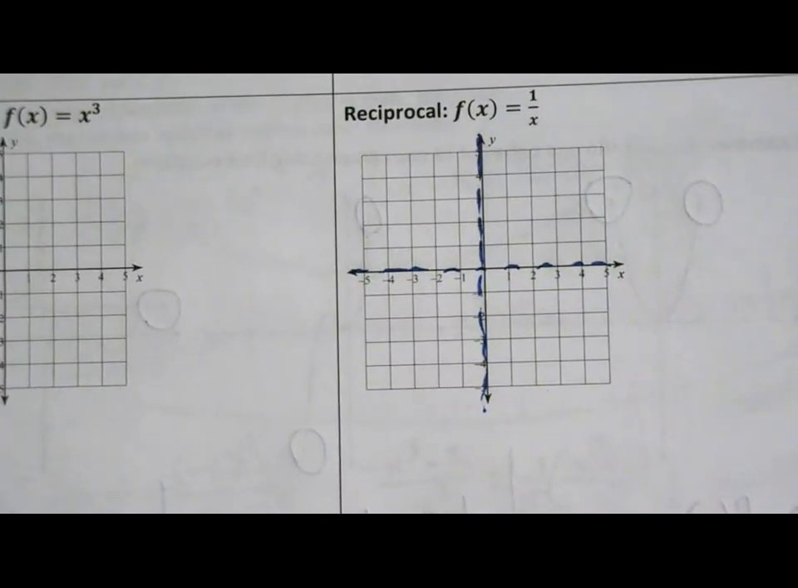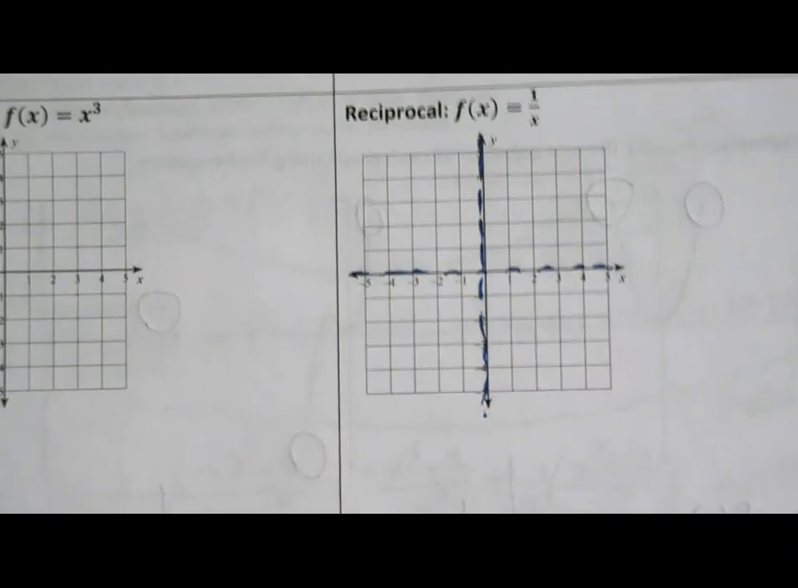So 0 is not part of the domain. I think everything else can go into that function, but 0 can't. And we'll write out the domain in a moment.